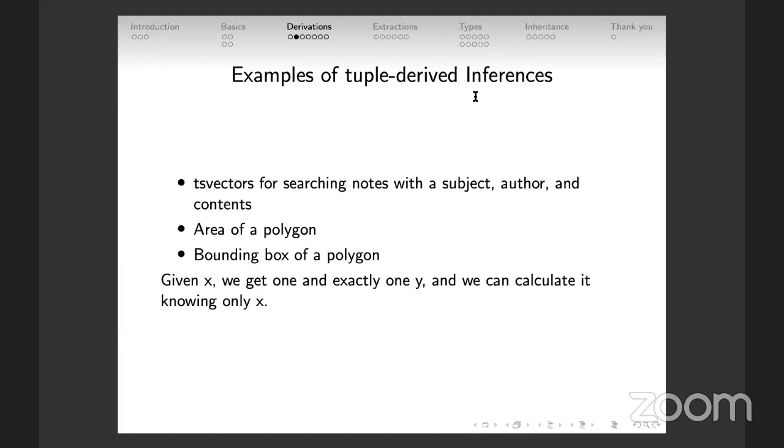Given a note, we get exactly one TS vector, and there's no room for interpretation about what that TS vector should look like given the note. And so we can plug this sort of logic into the database, and we can then use it in a number of very important ways.